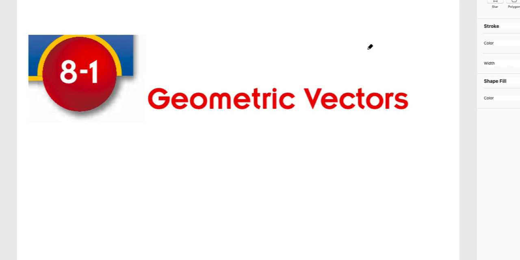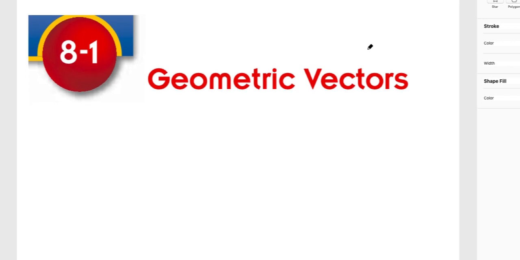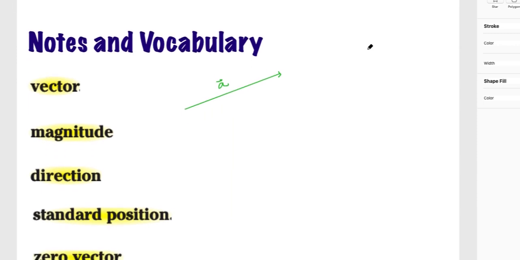Hey pre-calculus friends, we are in section 8.1. We're looking at geometric vectors, and we're going to start off by talking about some vocabulary. Give yourself a lot of space.